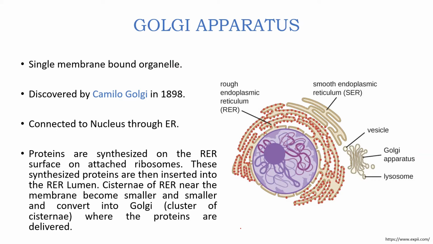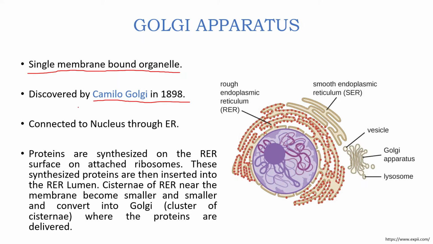So, when I say Golgi complex or Golgi apparatus or Golgi bodies, it's all one and the same thing. I might refer to all of these names interchangeably. So Golgi is enclosed in a single membrane. It's a single membrane bound organelle. That is, it contains one lipid bilayer. It was discovered by Camillo Golgi in 1898.